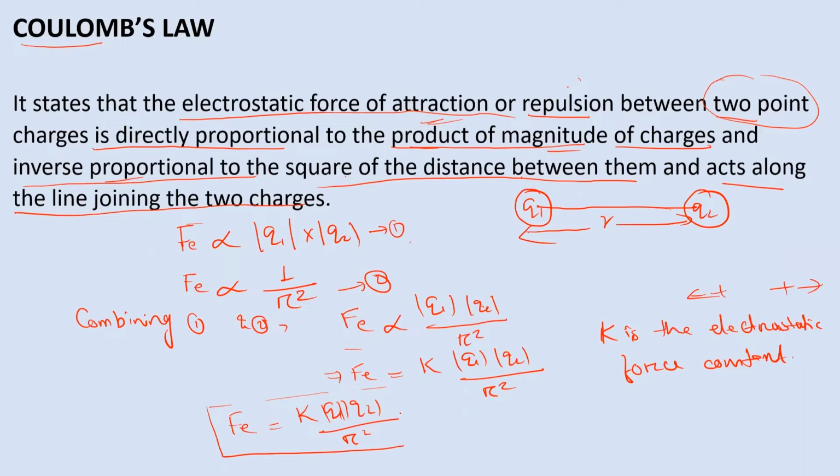I think this is clear. Next, we will see what this K is, the electrostatic force constant. K is equal to 9 into 10 to the power 9 Newton meter square by Coulomb square. So this is the value of K.